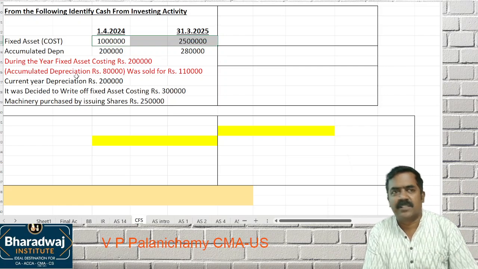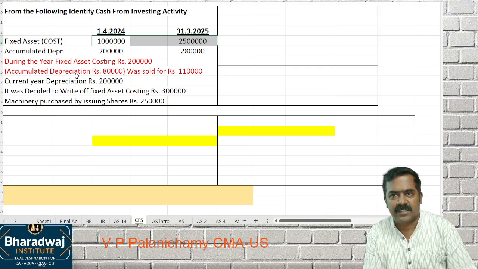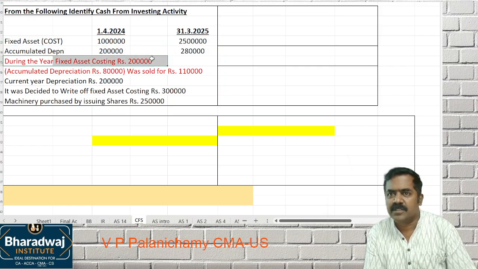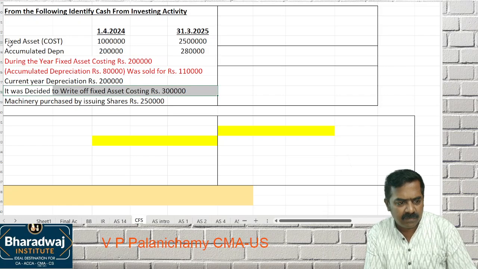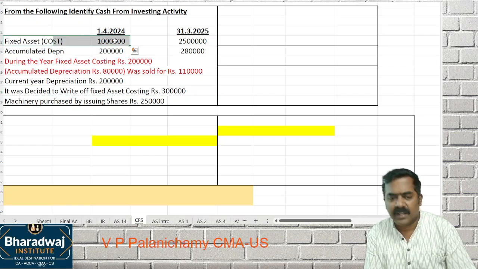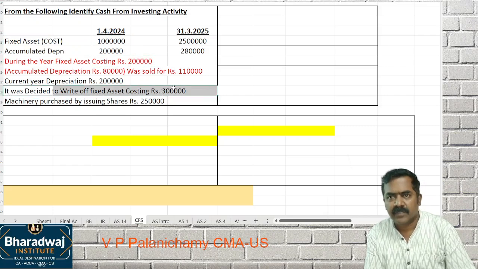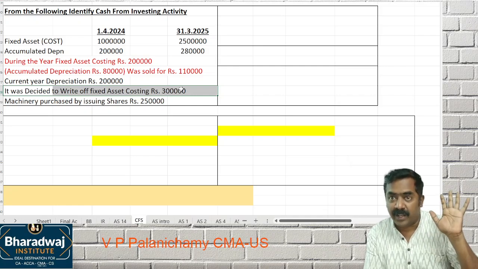Without purchasing, how will the asset come? Then, apart from that, we sold assets worth how much? 2 lakhs. Then, we wrote off assets worth how much? 3 lakhs. Now, what is the opening balance asset? 10 lakh. We sold asset costing 2 lakh, so 10 lakh minus 2 lakh, 8 lakh. Then, write off machinery how much? 3 lakh. So, 10 lakh minus 2 lakh minus 3 lakh, 5 lakh.